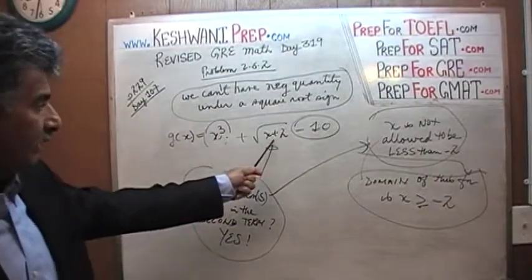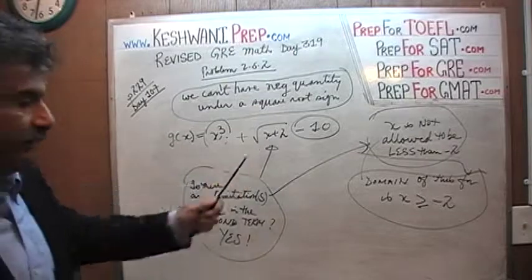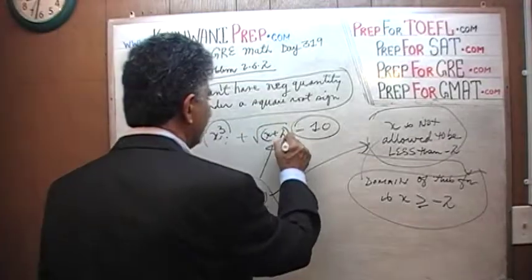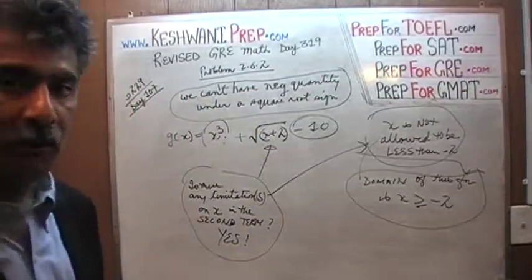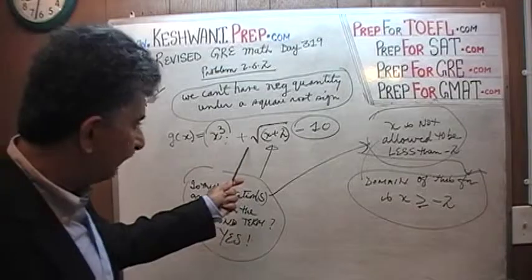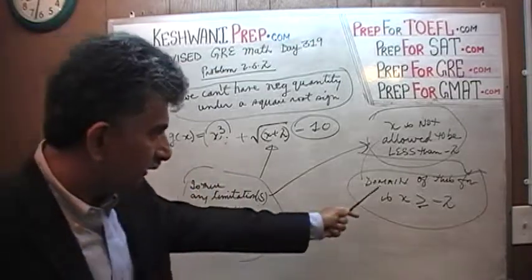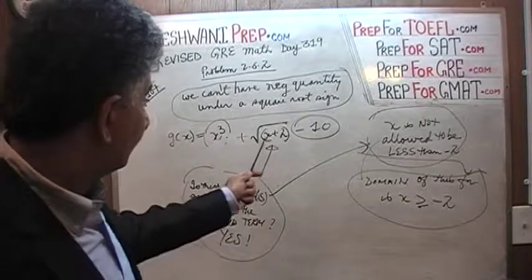x cannot be less than negative 2 because if x were less than negative 2, we'll end up with a negative quantity under the square root sign. We cannot have that. Therefore, the domain of this function is the same as the domain of the previous function that we wrote down, where it was simply the square root of x plus 2.